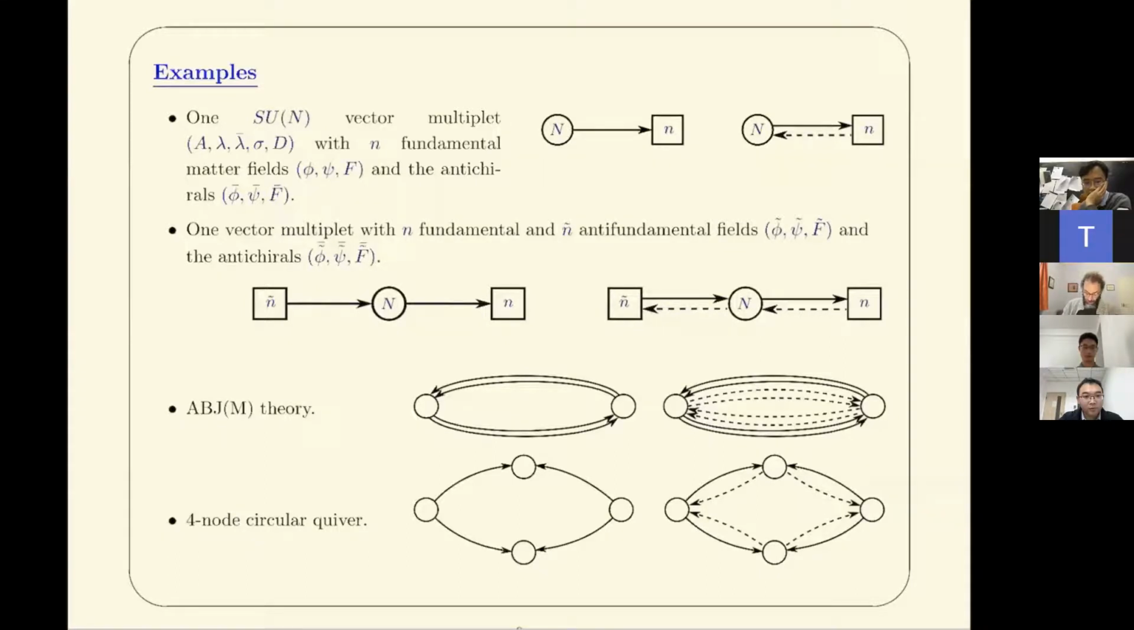And just to show that you can do more things, here is a 4-node N=2 circular quiver. If I wanted it to be an N=4 quiver, I would add these solid arrows. And if I include the anti-chiral fields and I want it to be N=4 supersymmetry, I would have to double the dashed arrows on this figure as well. So these are the kinds of theories that I will study.